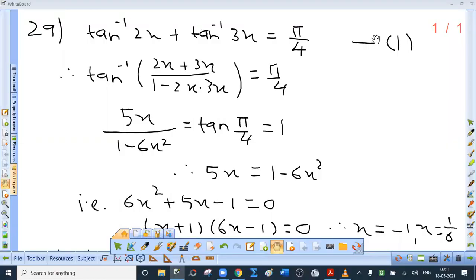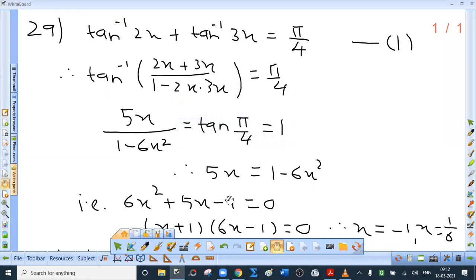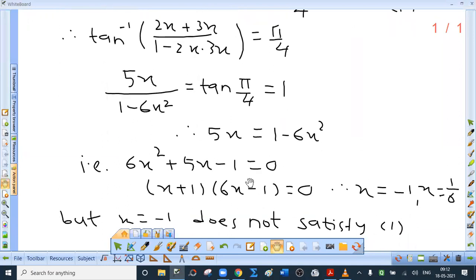29th, if tan inverse 2x plus tan inverse 3x is pi by 4, then find the value of x. Okay. Tan inverse p plus tan inverse q is tan inverse (p plus q) upon (1 minus pq). In the same step, I have inverted the relation. So 5x upon (1 minus 6x square) is tan pi by 4, which is 1. So 5x equal to what? 1 minus 6x square. You get a quadratic equation, 6x square plus 5x minus 1 equal to 0. Two roots are minus 1 and 1 by 6.